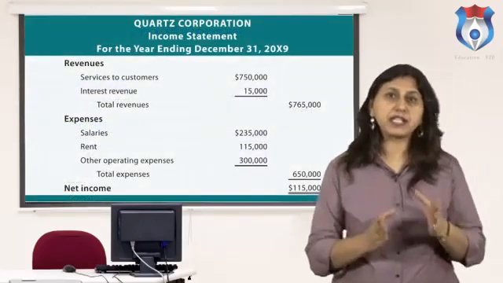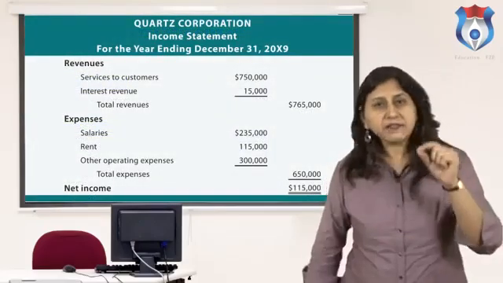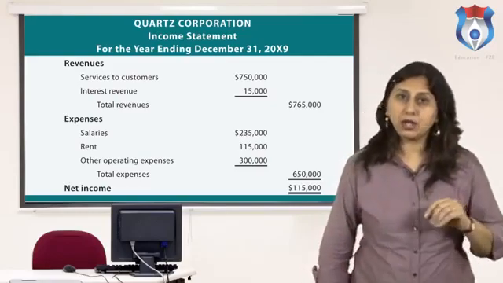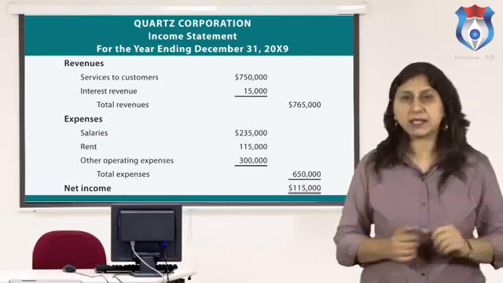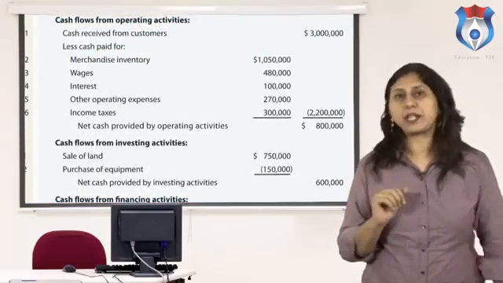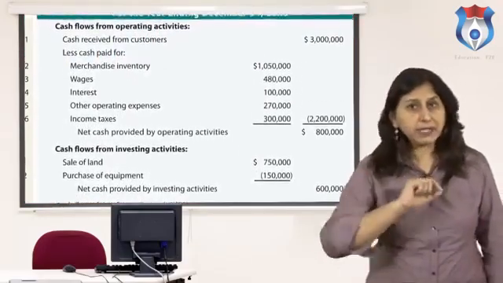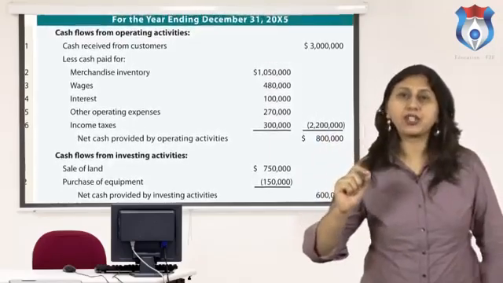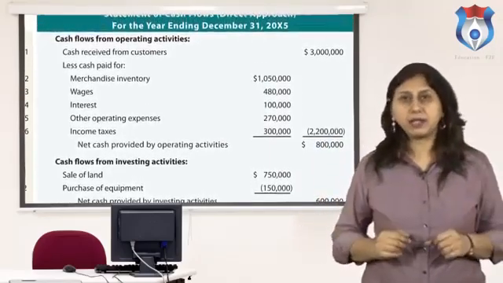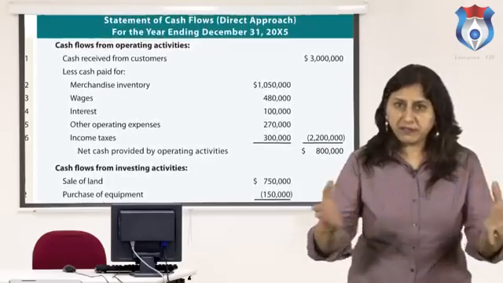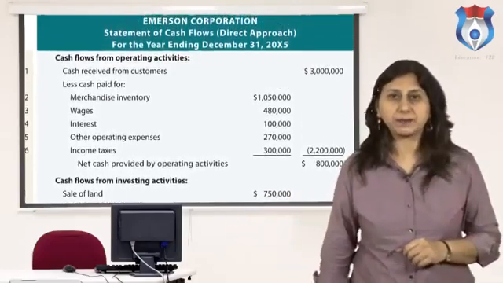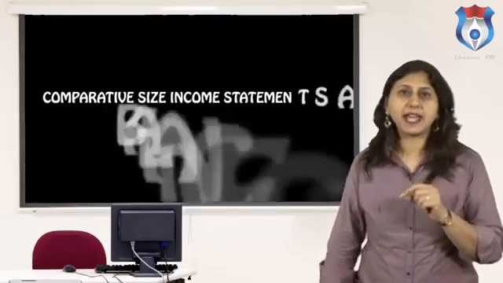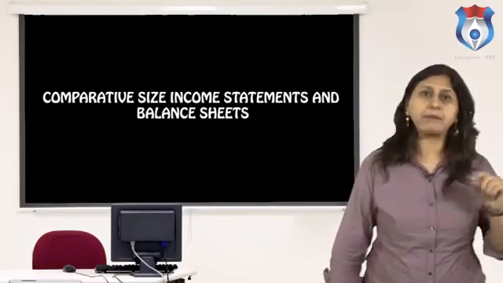Statements of retained earnings. This financial statement denotes alterations in the rights of equities in any business. Cash flow statement. This statement highlights flow of cash over a period of time. The cash flow may be from investment activities, operations, or financing activities. Comparative size income statements and balance sheets.